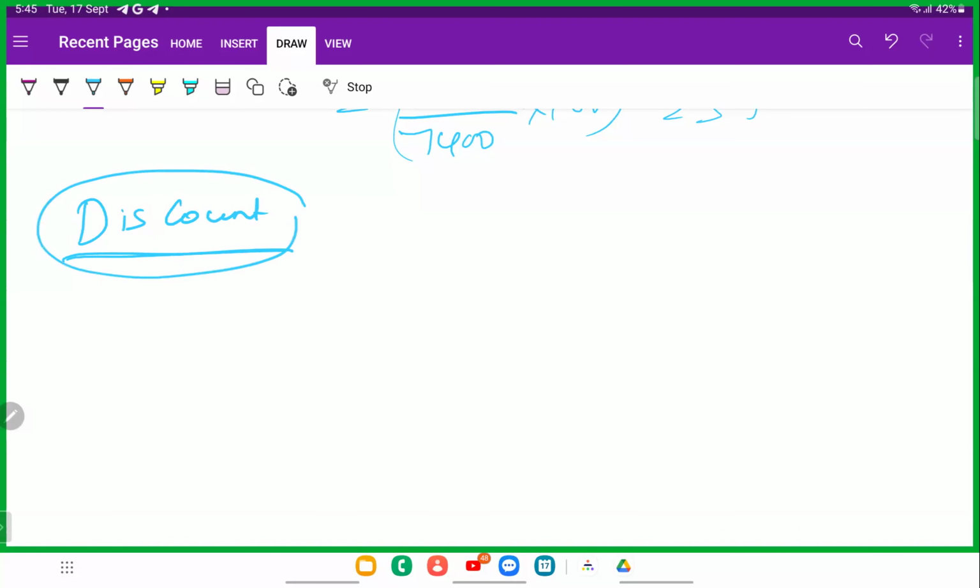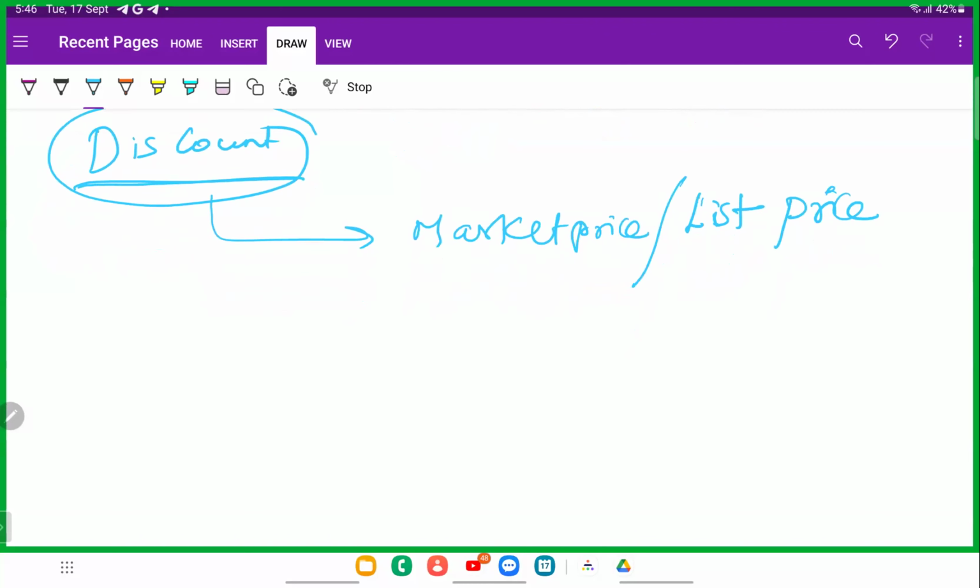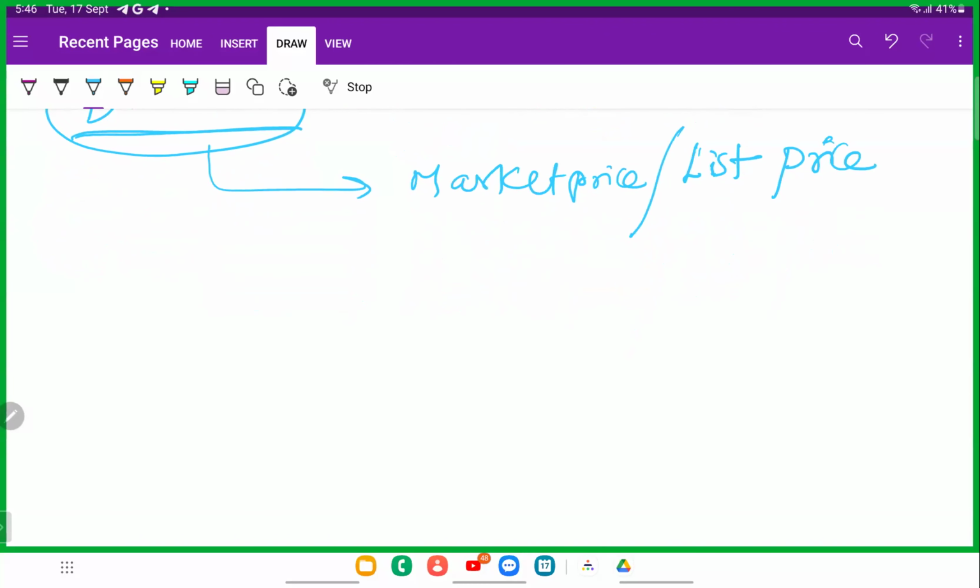Before getting into discount, let us know what is market price. Market price is also called list price. Also maximum retail price, MRP. Sir, the marked price and the cost price in any shop are different, sir. Yeah, so don't be in a hurry. I'm here to discuss, we will discuss. Please wait.